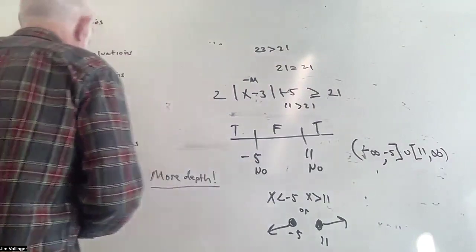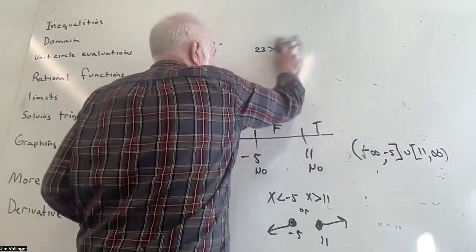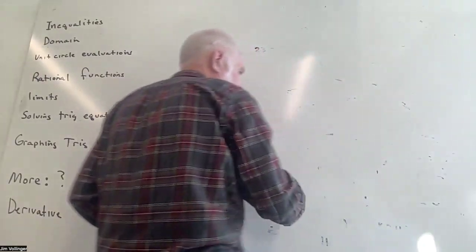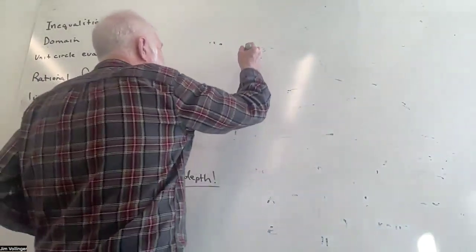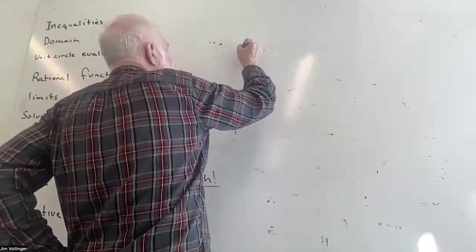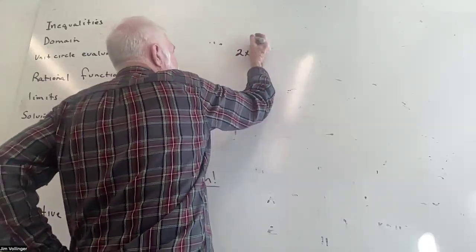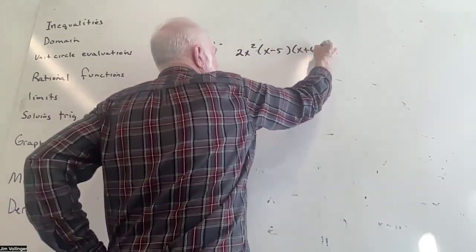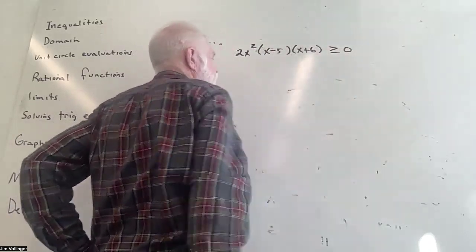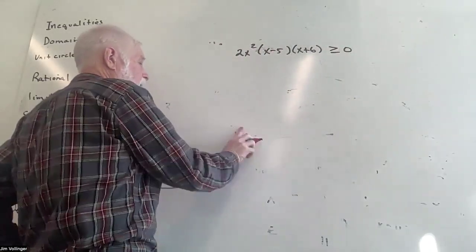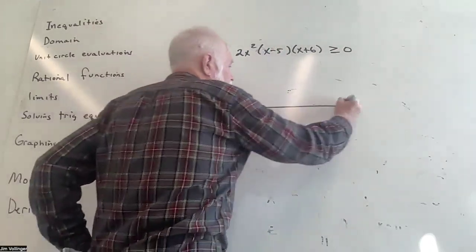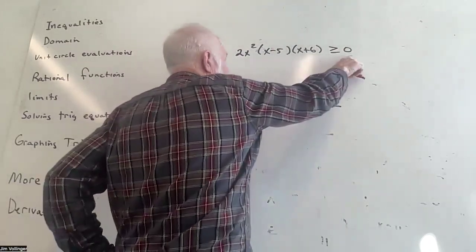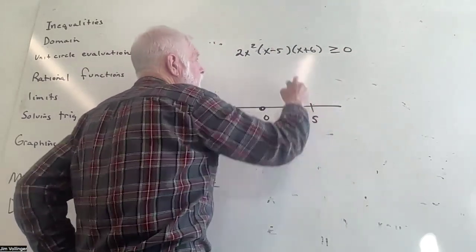All right, so that takes care of the topic inequalities. Now, what types of problems are we going to be looking at? Well, what I just did there was a sign chart, so to speak. So let's just say we have 2x squared times (x minus 5) times (x plus 6), and I want it to be greater than or equal to 0. The ability to do that hinges on your ability to see 0 is a root of that. That's when it equals 0, 5, and -6.